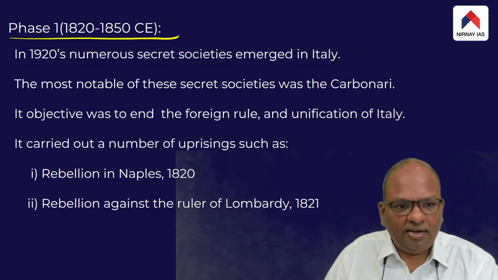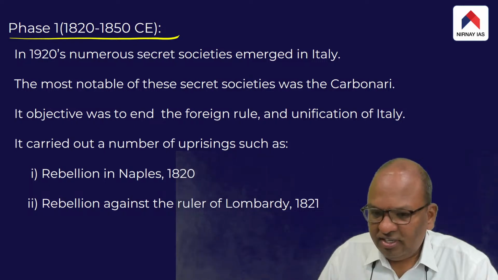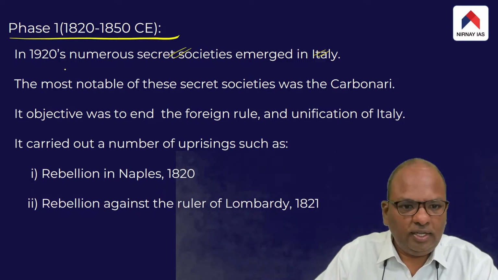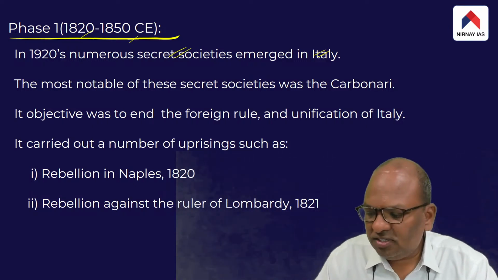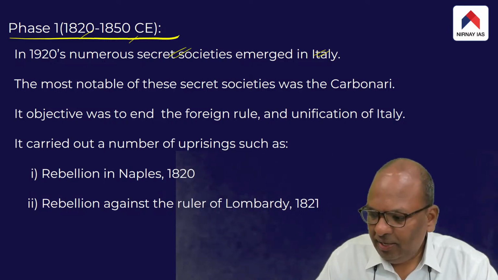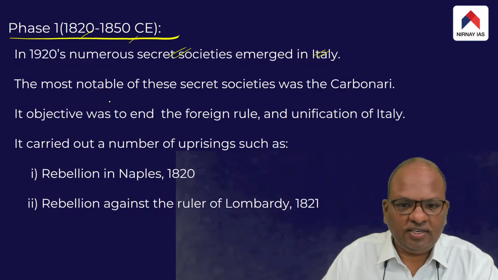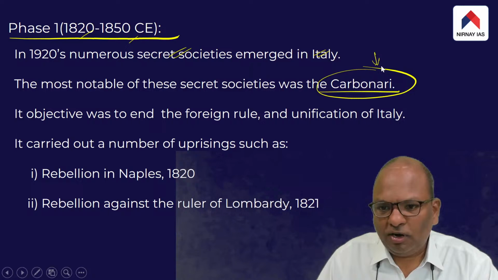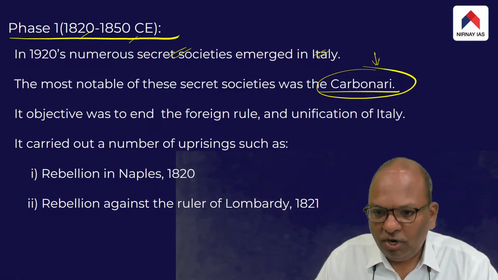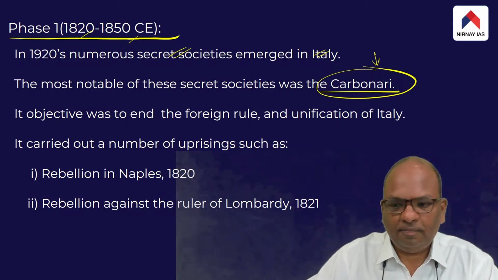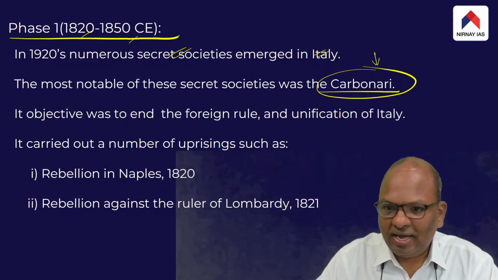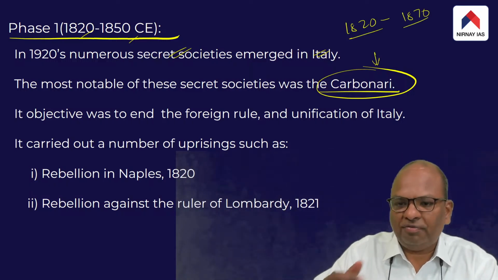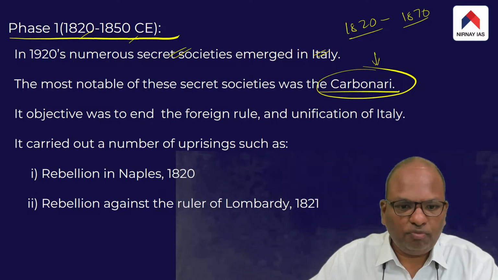In phase one, that is between 1820 to 1850, numerous secret societies emerged in Italy. The most famous of these secret societies is a secret society called Carbonari. It had a large number of members. Carbonari was at the forefront of carrying out various revolutions in Italy, at the forefront of the Italian unification movement.